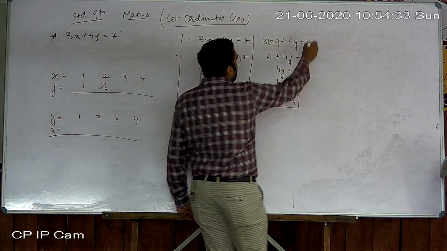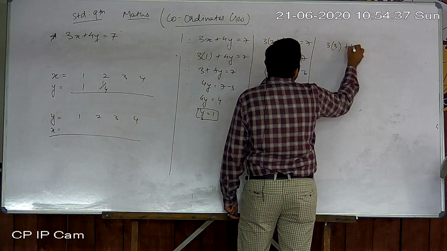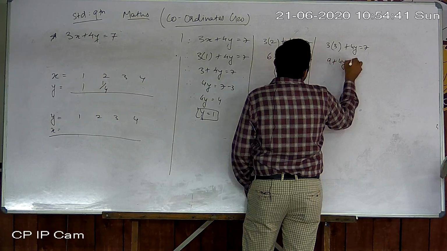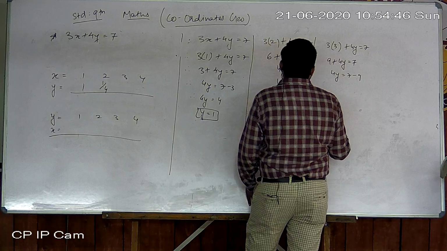Okay. Now I put the value of x as 3. 3 into 3 plus 4y equal to 7. 9 plus 4y equal to 7. That is 4y equal to 7 minus 9.